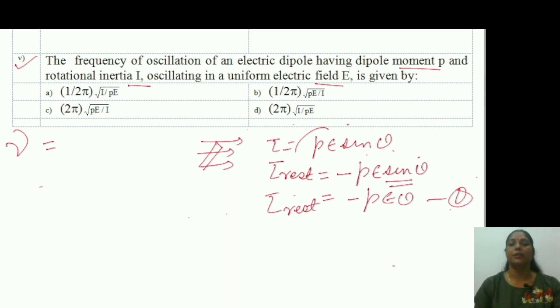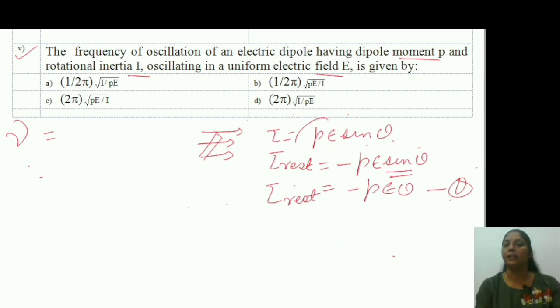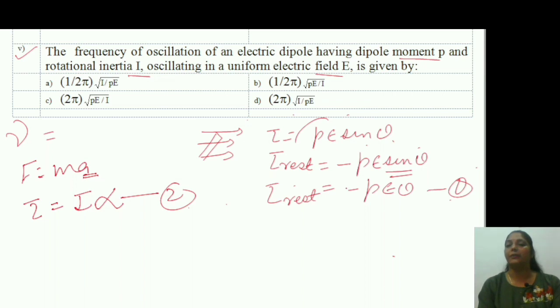Now, you know, in case of linear motion, F is ma. So here in case of rotational motion, force is replaced by tau, m is replaced by moment of inertia, and acceleration is replaced by angular acceleration, so tau is I alpha. This is equation 2. Now from 1 and 2, you compare these two. So I alpha equal to what? Minus PE theta. Right now, equation number 3.